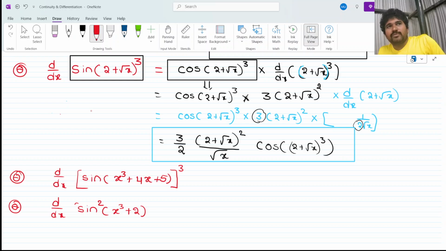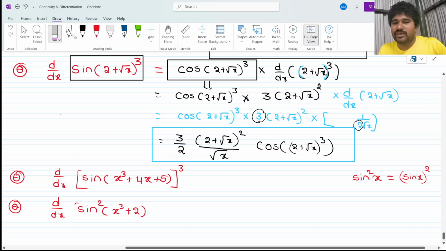x cube plus 2. You have to understand one thing. Here everybody, sine square x is nothing but the same as sin x whole square. Sin square x is nothing but equal to sin x whole square. Keep this in mind. Both are same.